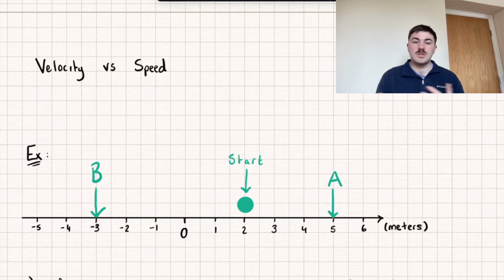Sometimes you'll find that your average speed is going to be different to your average velocity for the same journey, and we're going to look at an example of that in this video.